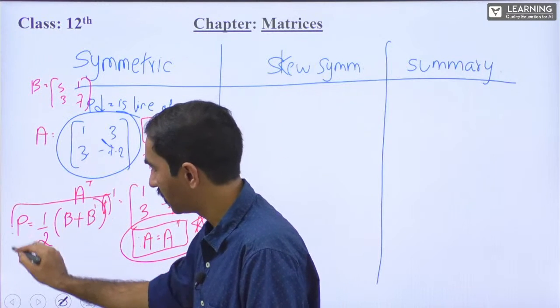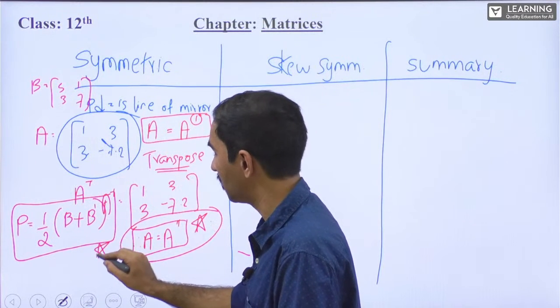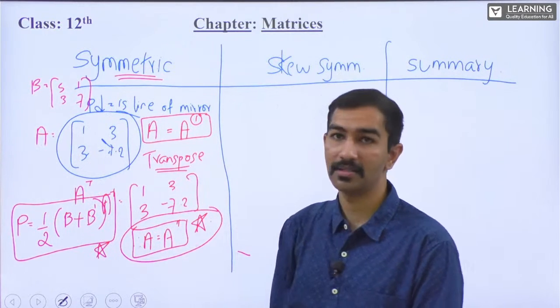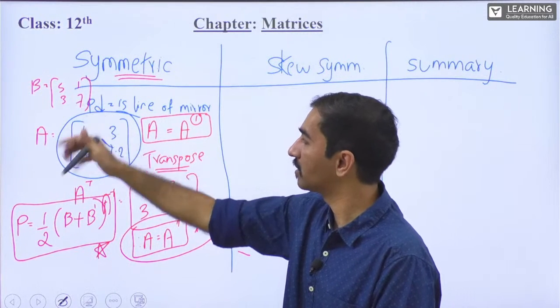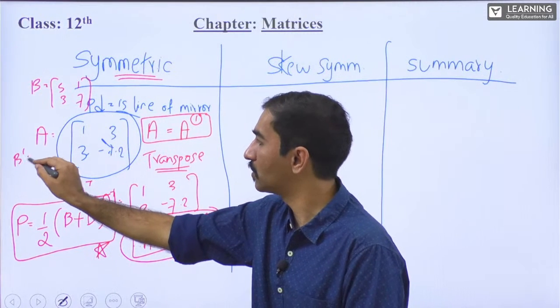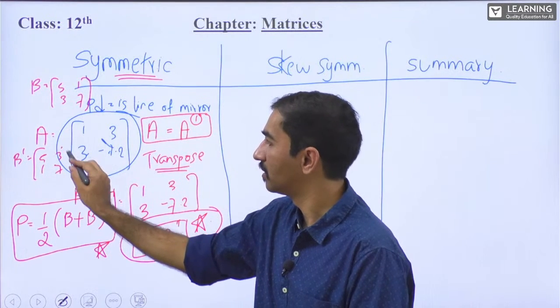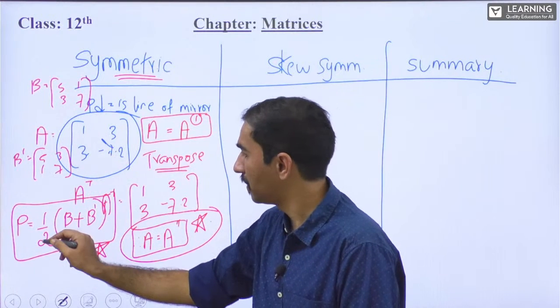So if you perform this operation on the given matrix B, what will happen, students? That given matrix B will get converted into a symmetric matrix. Okay, you can try this. B transpose, you can find out, right? So I'll write here. What is B transpose? B transpose is 5, 1, 3, 7. Okay, add these both matrices, multiply it with the scalar 1 by 2.